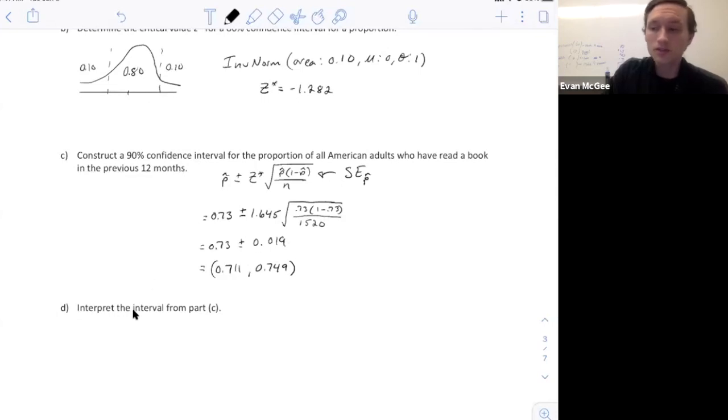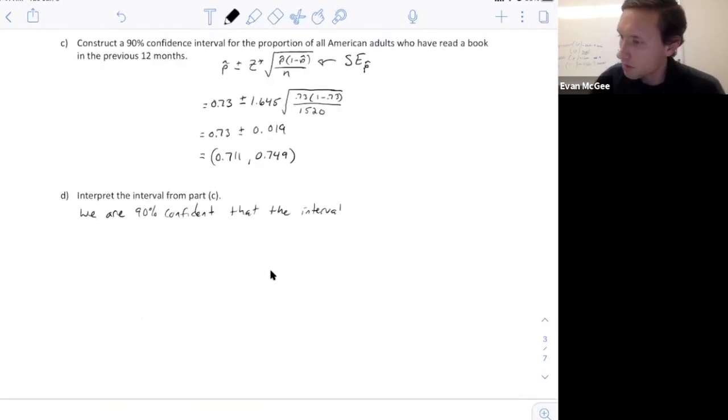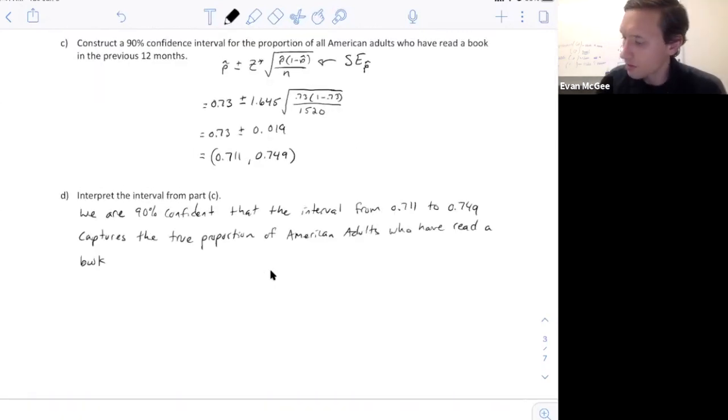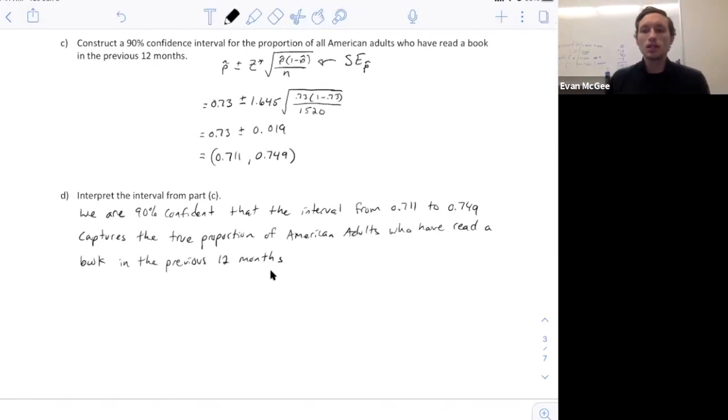So now to interpret this value, we are 90% confident that the proportion of all adults who have read a book in the previous 12 months is between 0.711 and 0.749. We're 90% confident that the interval from 0.711 to 0.749 captures the true proportion of American adults who have read a book in the previous 12 months.